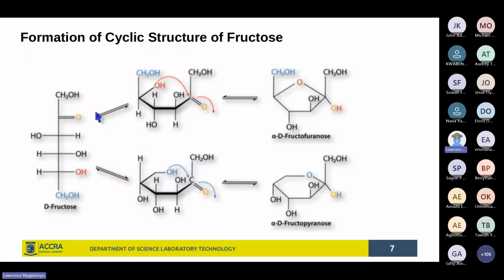Now, that was an example with an aldose. So let's take a look at another example with a ketose, because we saw two types of reactions: the reaction that resulted in the formation of a hemiacetal, and the reaction that resulted in the formation of a hemiketal.